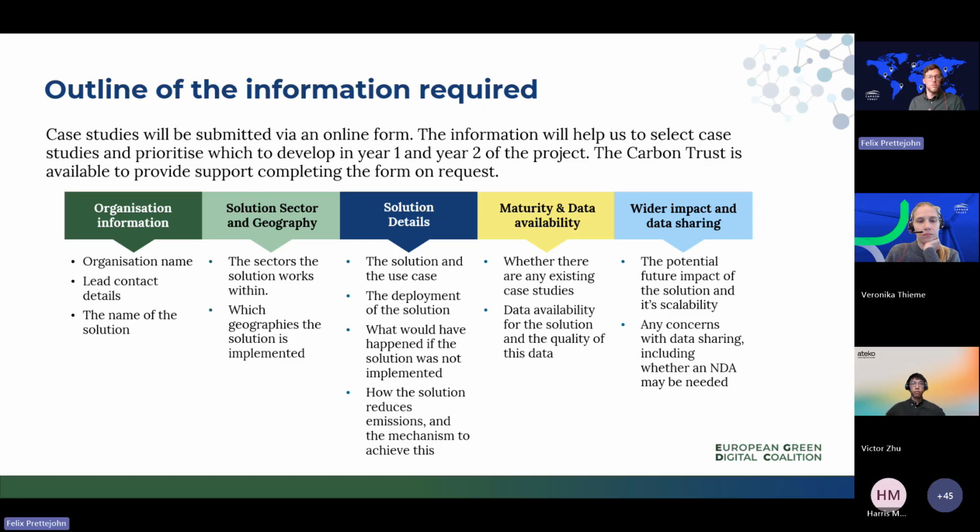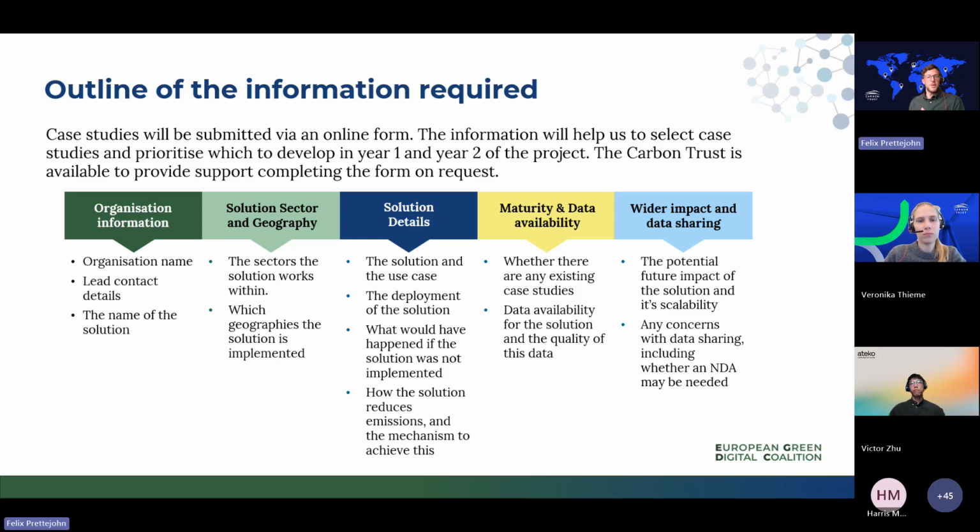So of the information we need, we obviously need to understand about your organization, contact details, general background. But then about the solution, we'll look at the sector and the implementation geography. The solution details is one of the large parts of the form, which has a few questions on the solution, its use case, how it's deployed, the reference scenario, so what would happen if the solution wasn't implemented, and how the solution reduces emissions, so just getting an understanding of the mechanisms that it's delivering avoided emissions by.